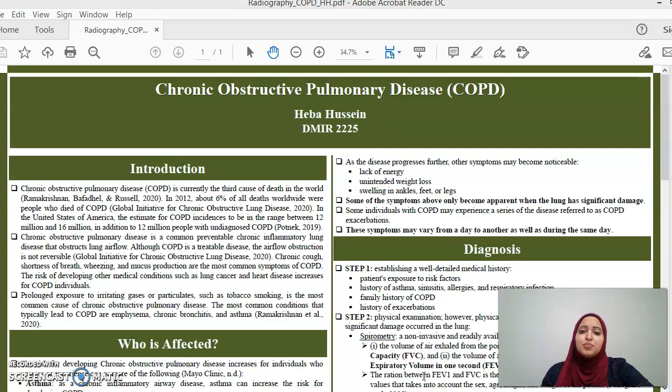COPD is a common preventable chronic inflammatory lung disease that obstructs the airflow. A major concern for COPD is that even if you can treat it, the airflow obstruction is not reversible. Now, let's move on to who is affected.